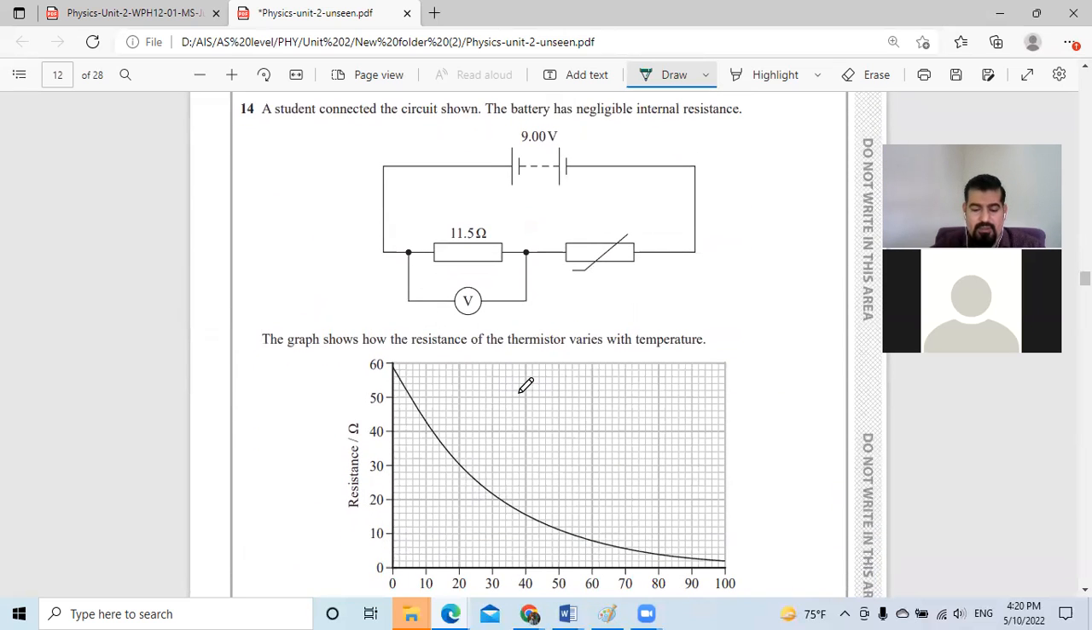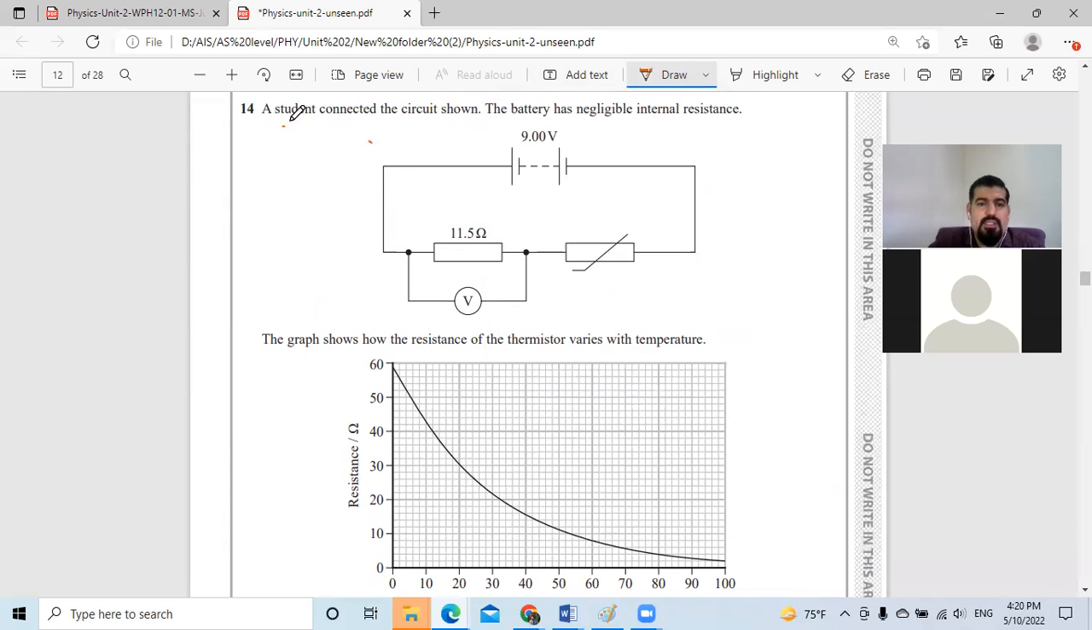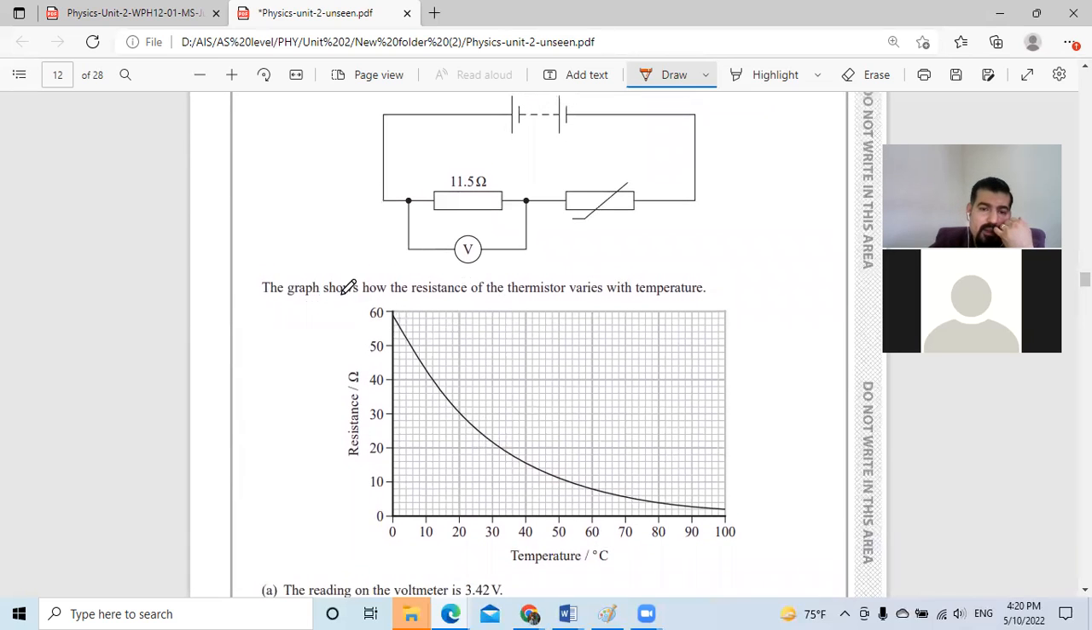What do we have in the next part here? Okay. A student connected a circuit as shown. The battery has negligible internal resistance, a 9 volt battery. We have a voltmeter and we have a thermistor. The voltmeter is connected across a fixed resistor, 11.5 ohm, and we have a thermistor connected in series with this resistor. The graph shows how the resistance of the thermistor varies with what?